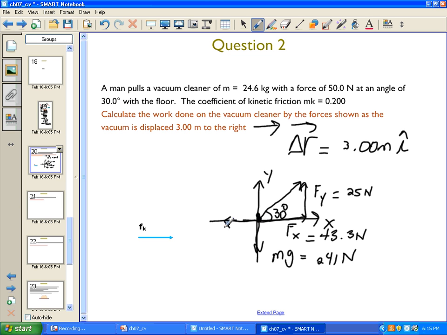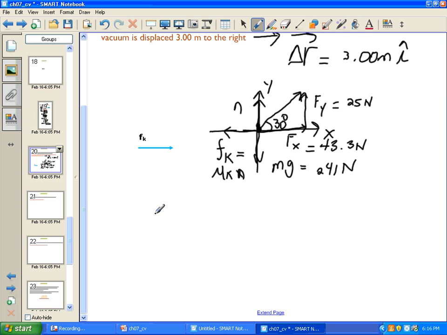Okay. And let's see, there is friction that prevents the motion of the vacuum cleaner, and I don't know why the arrow points to the right, because friction is actually pointing to the left to oppose the motion. And of course, friction has to be determined. All we know is that it equals mu k times n. And because the vacuum is on the floor, we know that there is a normal force supporting it. So now we can begin systematically to calculate the work done on this vacuum cleaner.